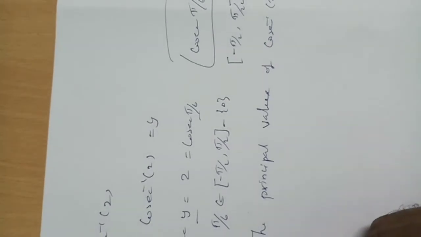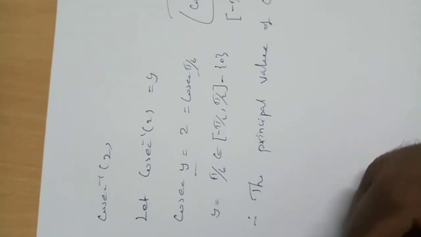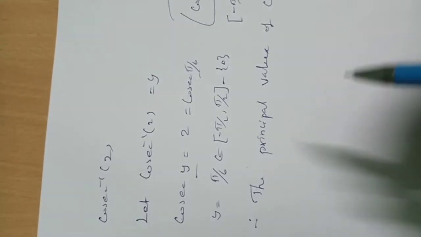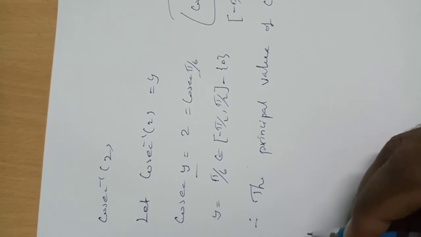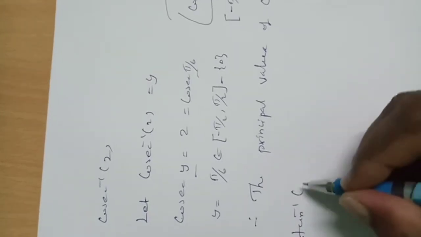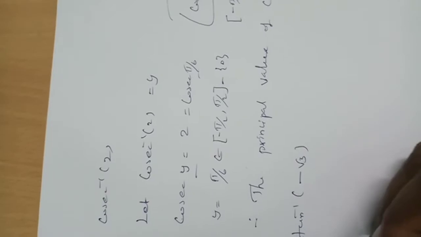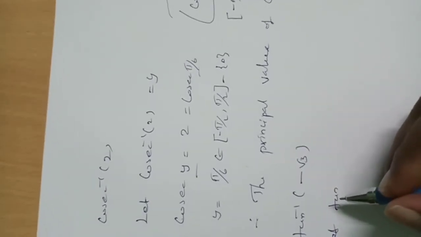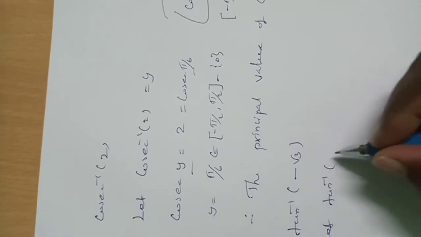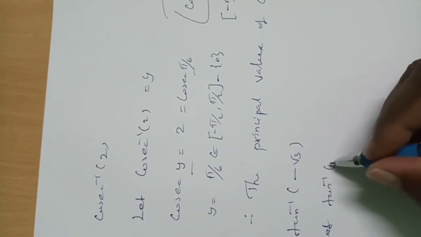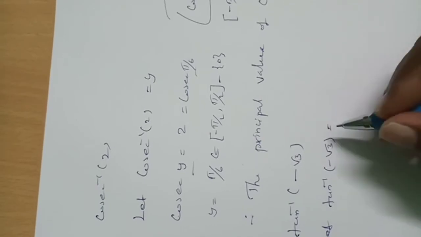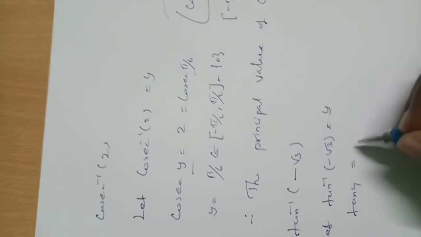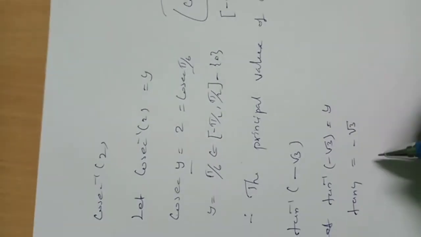So next, fourth problem. Tan inverse of minus root 3. Let tan inverse of minus root 3 be equal to y. So tan y is equal to minus root 3.